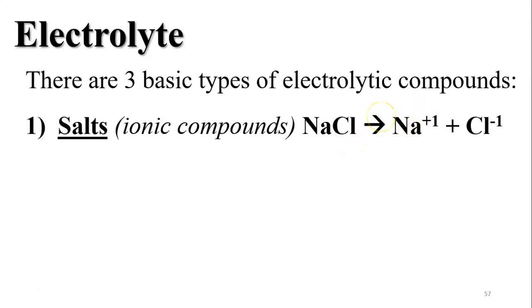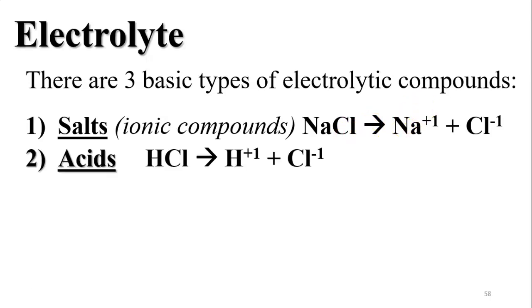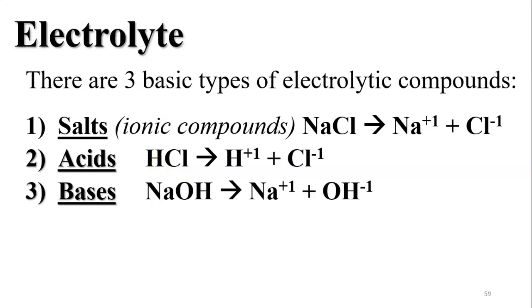The second type would be any acid, and we recognize acids because their formulas start with hydrogen, at least in all of our examples. And then bases are also electrolytic compounds, and we recognize them because they end in hydroxide, this OH compound. So ionic salts, acids, and bases. We're going to recognize those as electrolytes because they can dissociate and have these charges that can move in electric currents.